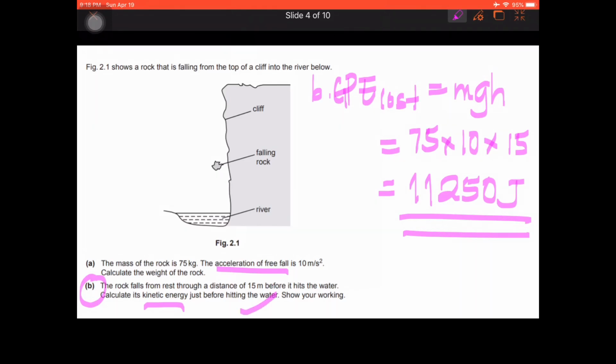Usually this is 2 marks: one mark for the working, one mark for the final answer. Now the final answer should always have an SI unit. So that's it for this problem.